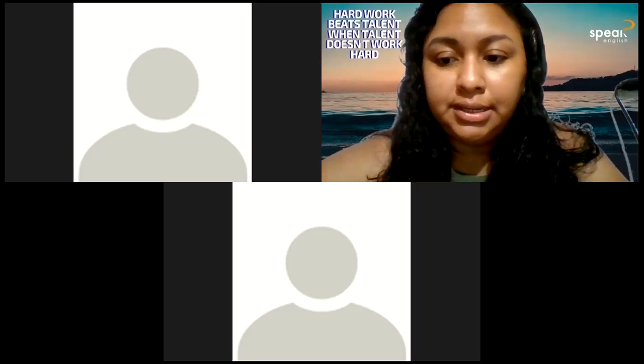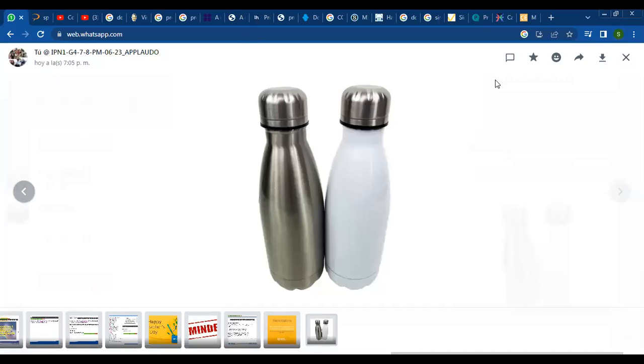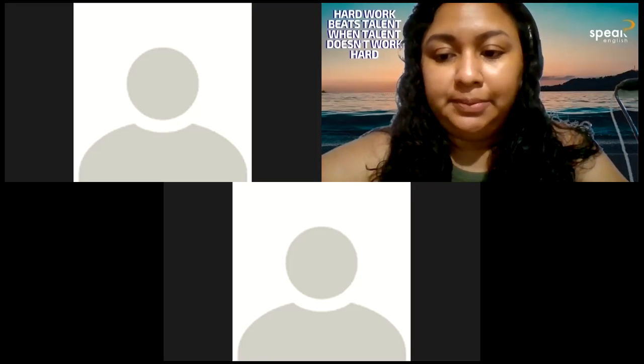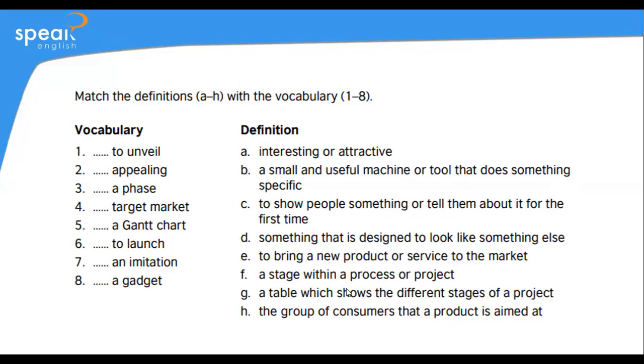Let me share my screen. Okay, so we call this a flask. And before we actually listen to the audio, we are going to check some vocabulary to make sure that we are familiar with it. All right, so we have the first word and we pronounce it as to unveil.